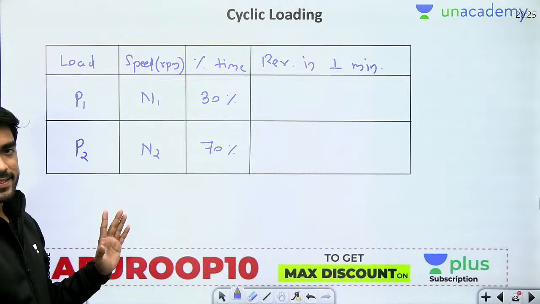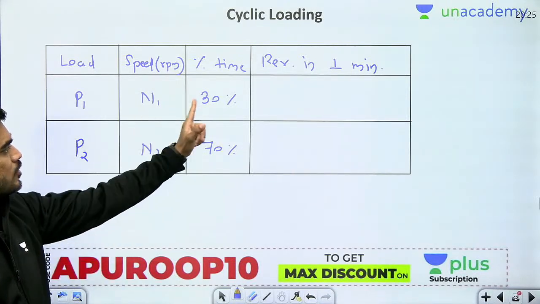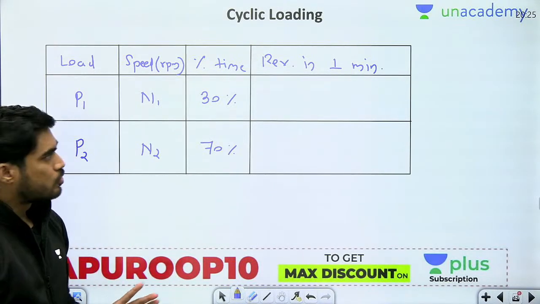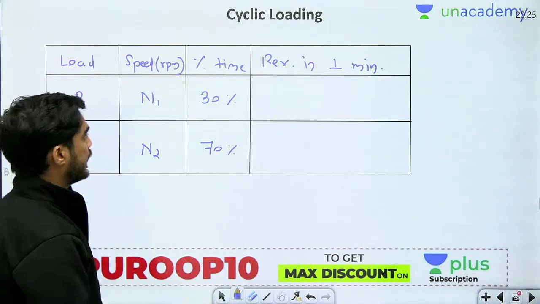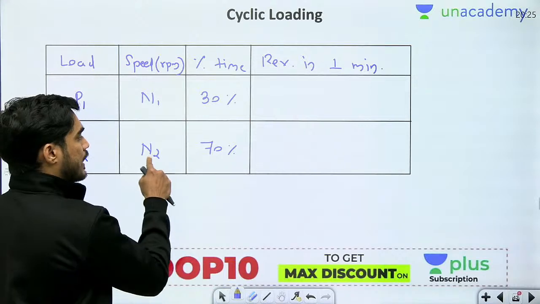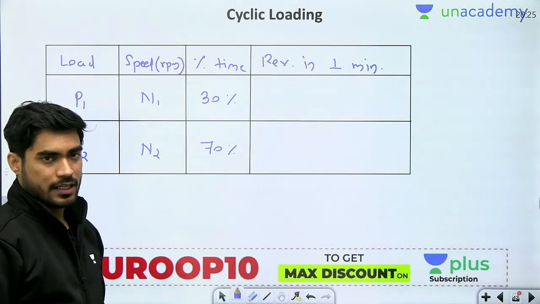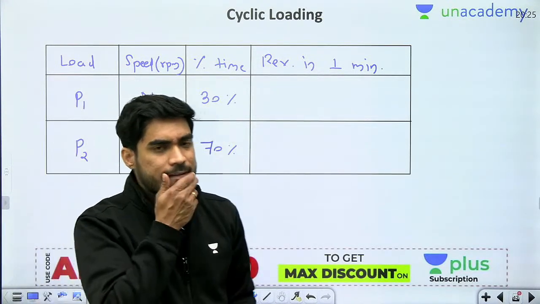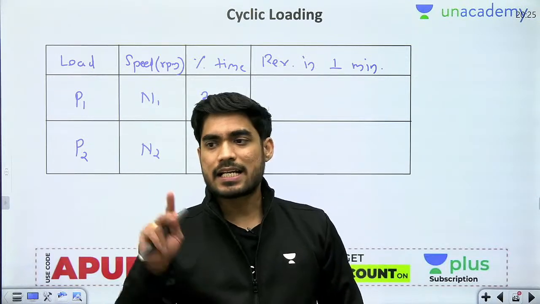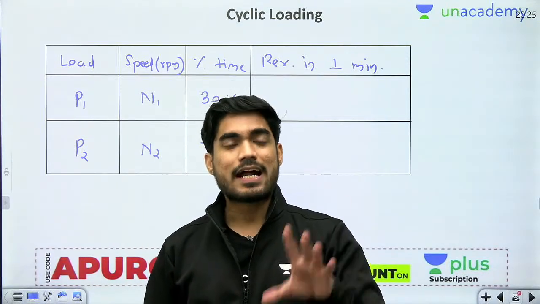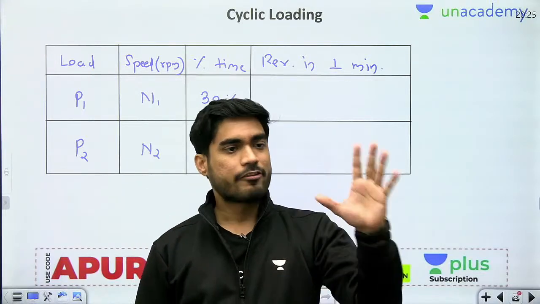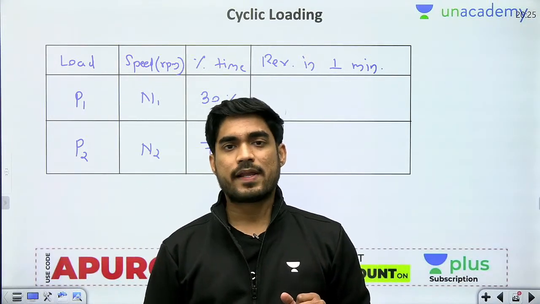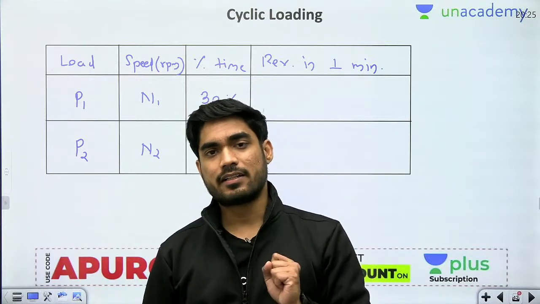First, what I will do is, at this speed, it is only running for 30% time. So how many revolutions is it going to make in 1 minute at this speed and this speed? Understand. Let's say the bearing is running at 100 RPM for 100% time. So how many revolutions will it make in 1 minute?